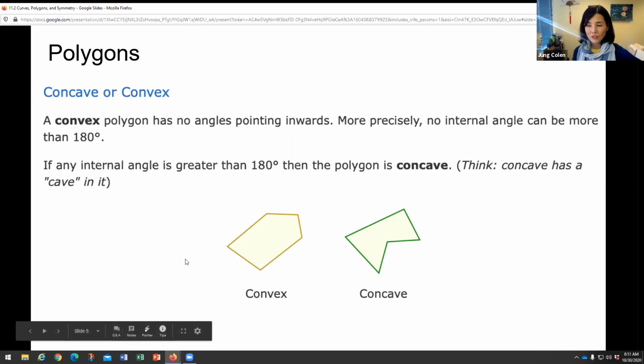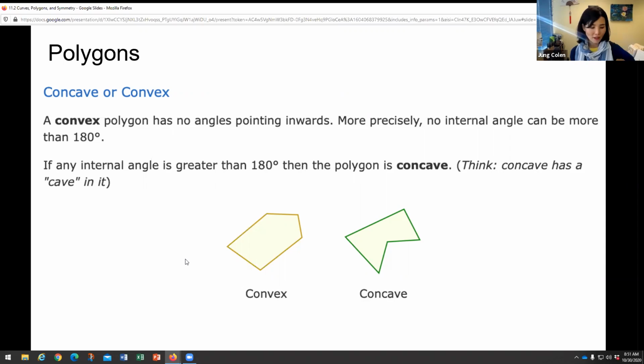So in polygons, you can also separate concave polygons and convex polygons. Concave, it's caved in, okay? Like this one is caved in. Convex, it goes out, it goes outside. So convex polygon, it goes out.